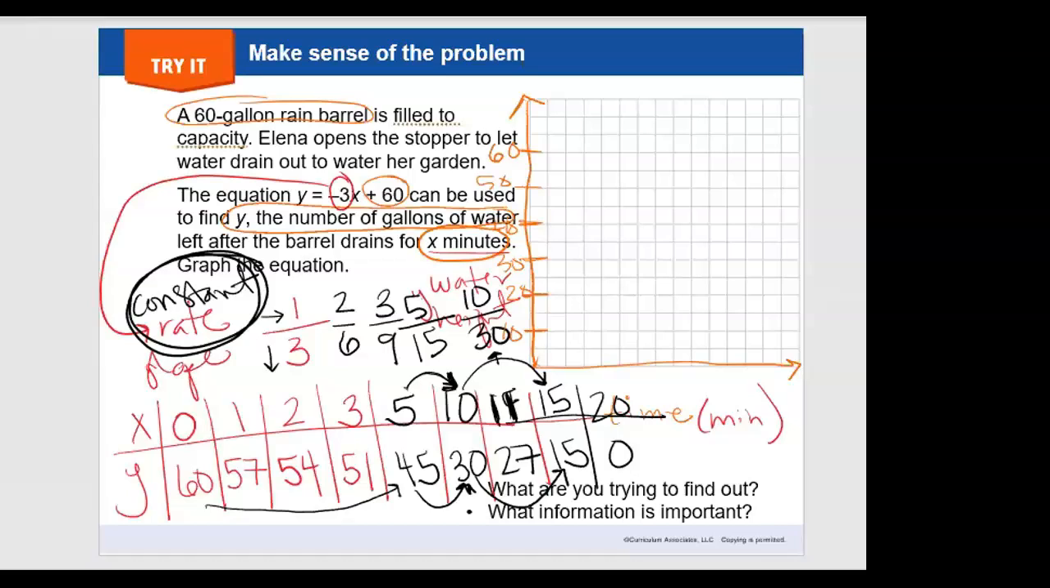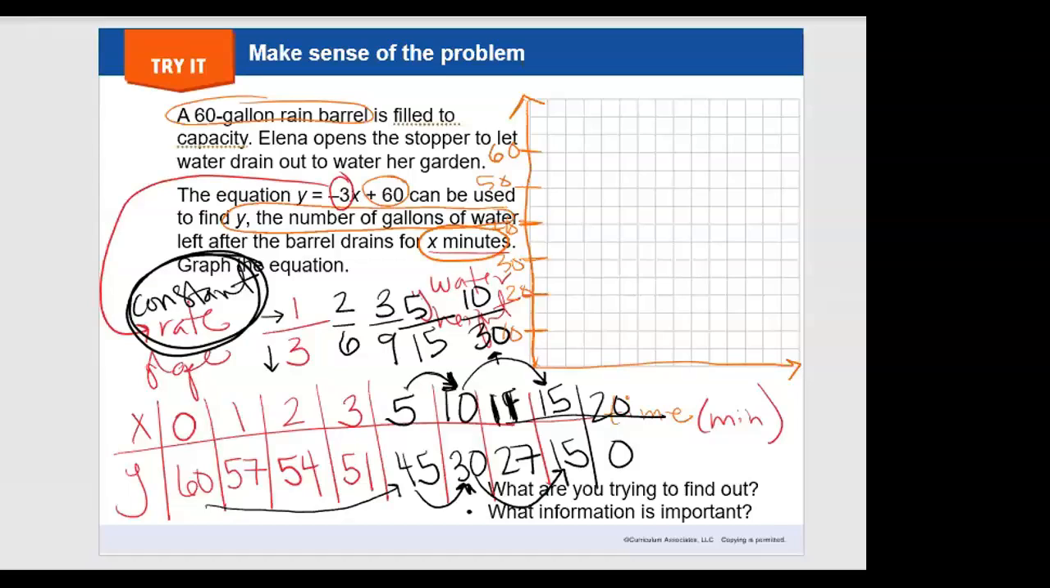Okay, so once we have our y-axis set up, now let's think about our x-axis. Our lowest time is 0. What is our highest time we're going to need to graph? What was our highest x value? When did our water run out? 20. So we need to make sure that we fit 20 on our x-axis. So what do you want to count by where we can fit 20?